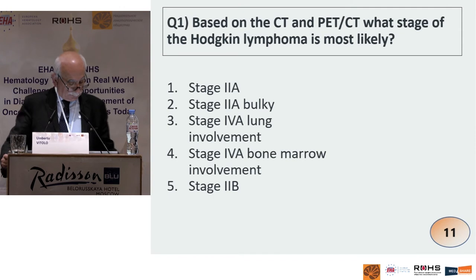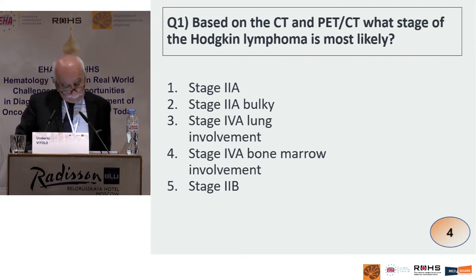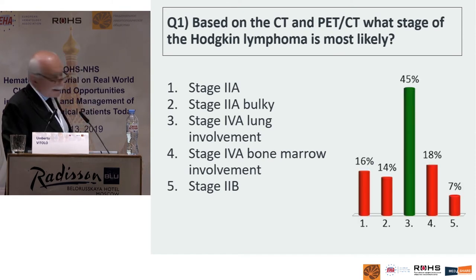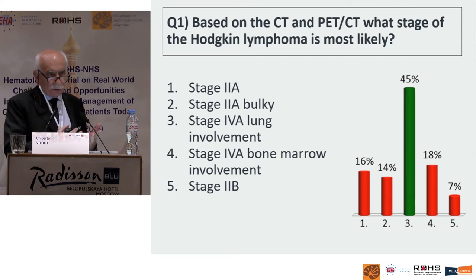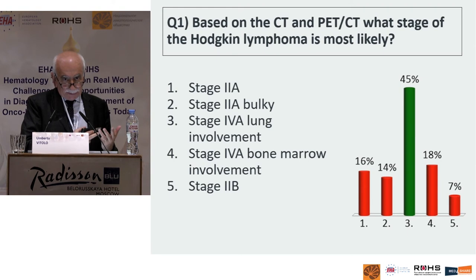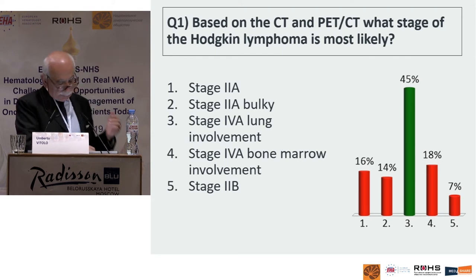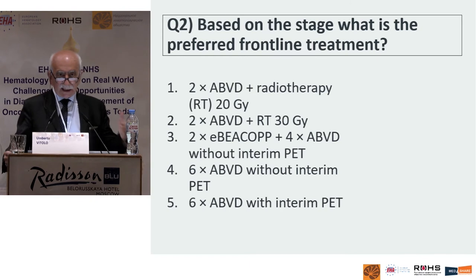Give your choice. Okay, this is a lung involvement, clearly identified by both CT and PET, so the patient is stage 4 with lung involvement. The diffuse uptake in the bone at the PET does not imply bone marrow involvement because it's not a focal uptake in the bone. So the patient had advanced stage disease with lung involvement. Okay, the second question, based on the stage, which is stage 4A.